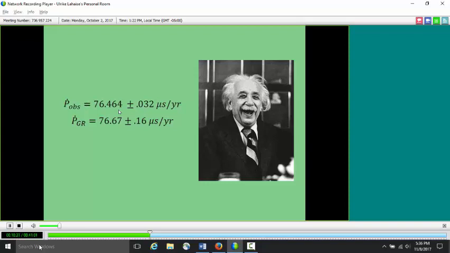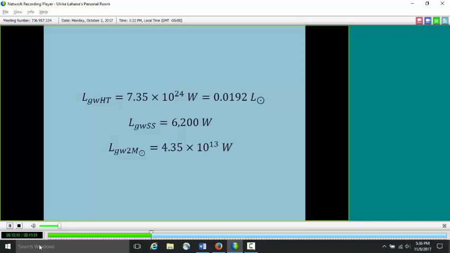76 microseconds per year doesn't seem like much, but that actually translates to the emission of a lot of energy. About 7.35 trillion watts. In other words, this is the rate at which energy is being drawn off of orbital energy and radiated out into space as gravitational wave energy. That is a truly stellar level. That's about 1.9% of the sun's luminosity.